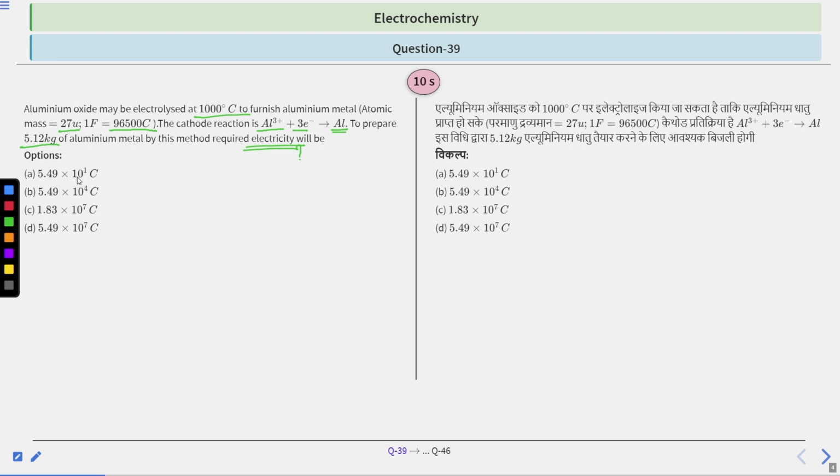Options are 5.49 times 10 to the power 1 coulomb, 5.49 times 10 to the power 4 coulomb, 1.83 times 10 to the power 7 coulomb, or 5.49 times 10 to the power 7 coulomb. You have 10 seconds to solve this question. After that, we will see the answer.